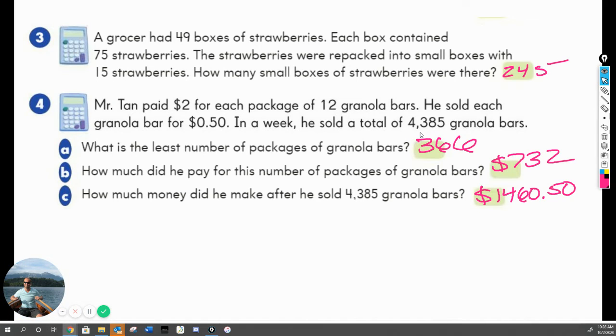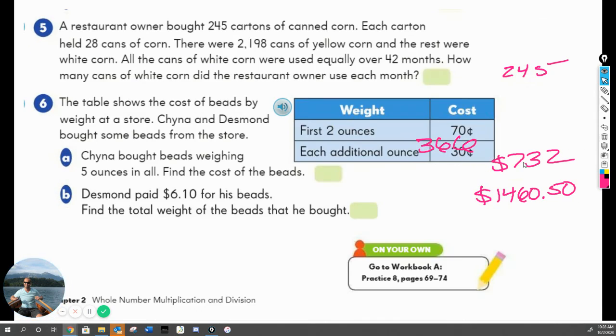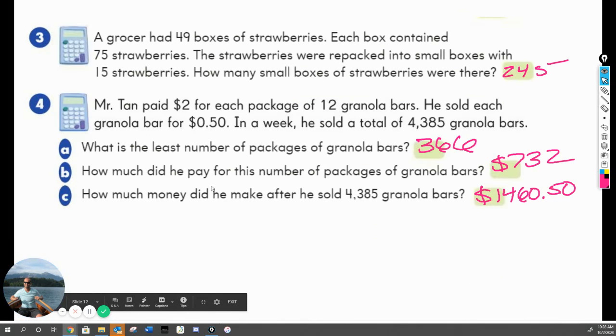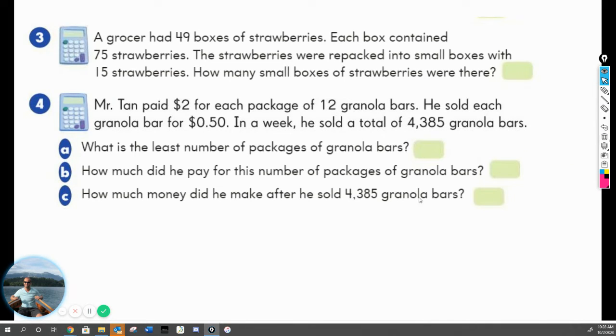4385 divided by 12. Yeah. So you get 366 packages times $2 each is 732. And then how much money he makes is 4385 times 50. And then once you get that total, you have to subtract his initial spending, that's 732. And oops, sorry about that. Subtract the 732, and that leaves him with a profit of $1,460.50. Man, these are some doozies.